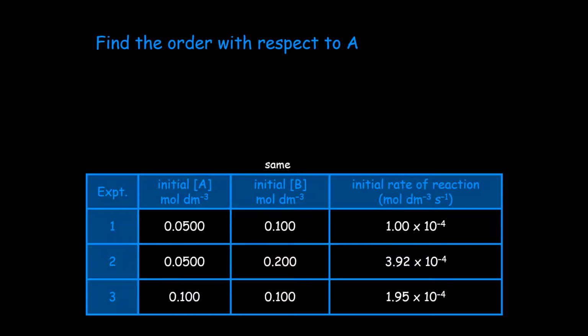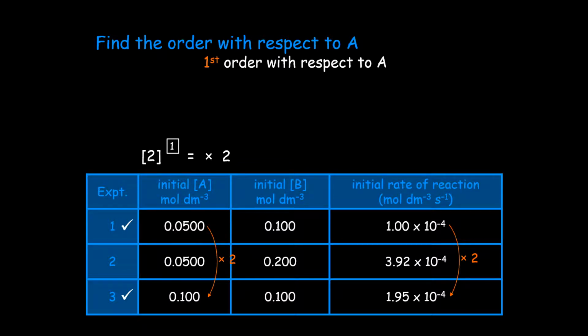Now we're looking to keep B the same, but we need to change A. So we're going to look at experiments 1 and 3. We're doubling the concentration of A, and that causes the rate of reaction to double. So therefore, it's going to be 2 to the power of 1. So it's going to be first order with respect to A.